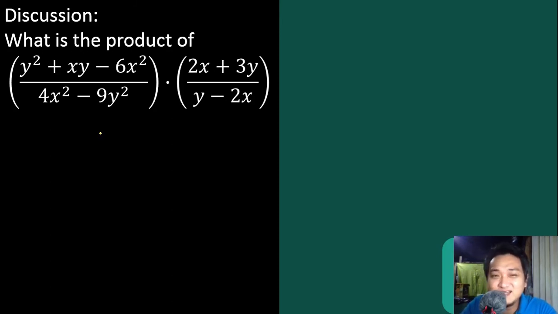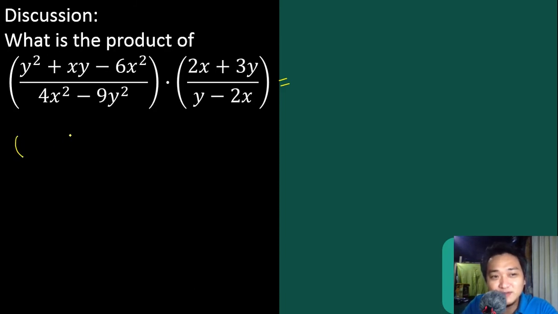Na instead na i-multiply natin yung mga polynomials, we will try to figure out kung baka kasi may mga factor naman sila na pwedeng makancel para hindi na masyadong malaki yung magiging mga polynomials natin. Okay? So, ano kaya yung factor ni y squared plus xy minus 6x squared? So, let us first figure out what will be the factor of that polynomial.